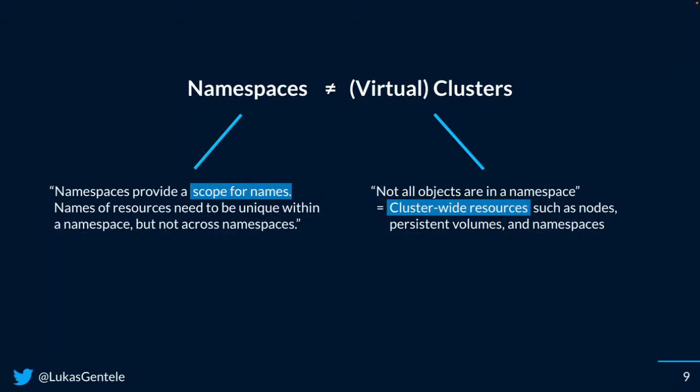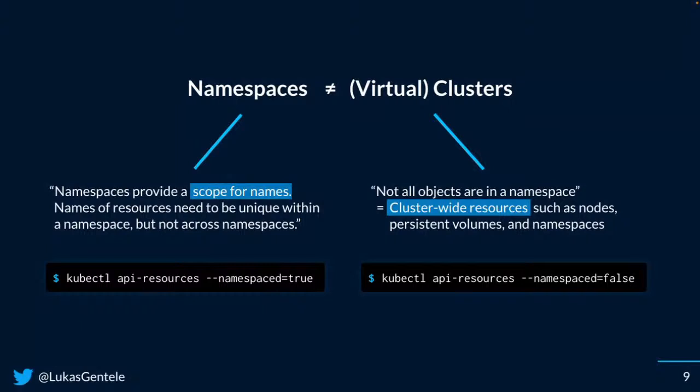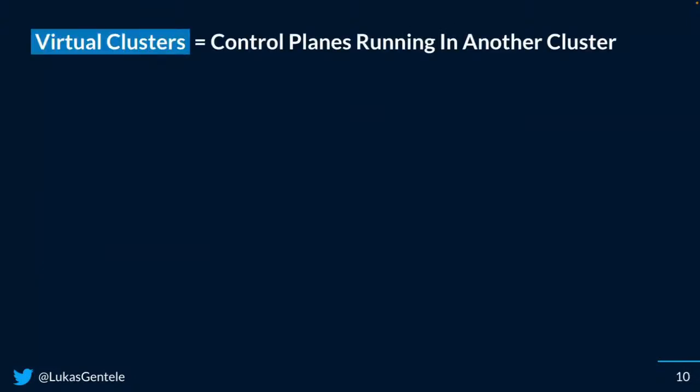I think a cluster has these resources and hosts namespaces, versus namespaces being just like a storage bucket for certain resources. And you can actually tell Kubernetes to give you a list of all the resources that are namespaced and resources that are cluster-wide by running these two kubectl commands. The idea of a virtual cluster is now to run a control plane inside a container inside a namespace.